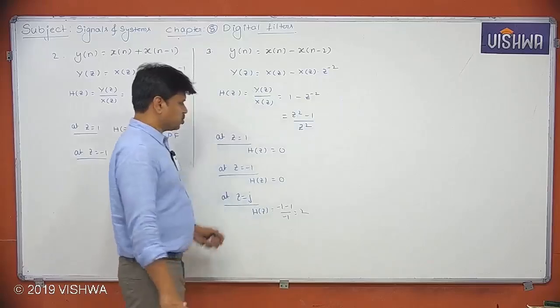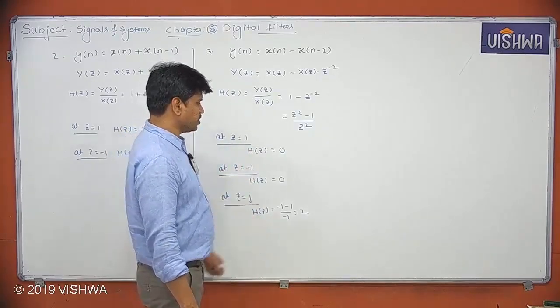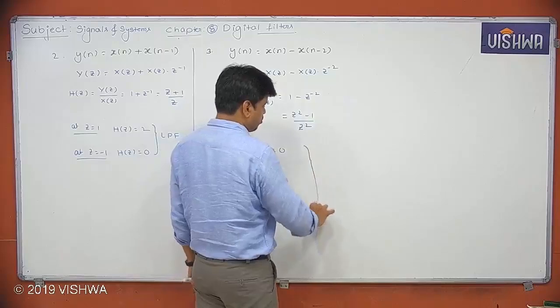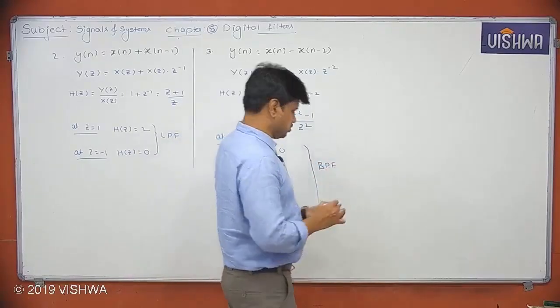So I hope you understood. It is not allowing low frequencies and high frequencies, but it is allowing mid frequencies. So what kind of filter? Band pass filter.